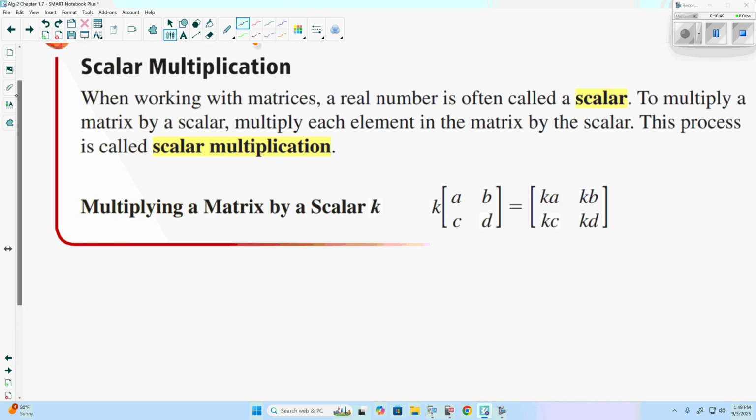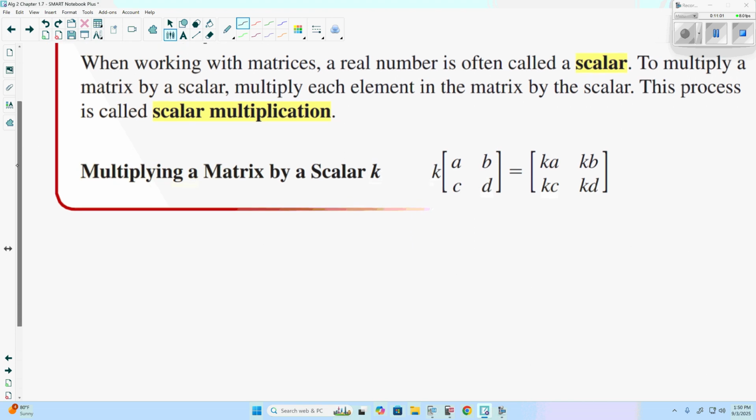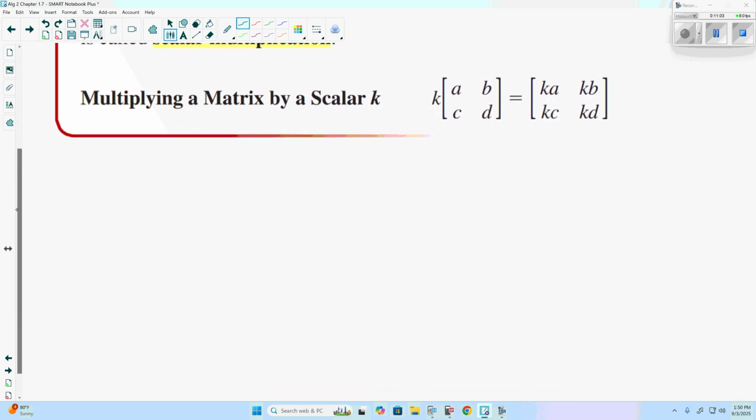Let's look at the next piece, scalar multiplication. When multiplying or working with matrices, a real number is often called a scalar. We can multiply a matrix by a scalar. And to do that, we multiply every element in the matrix by said scalar.